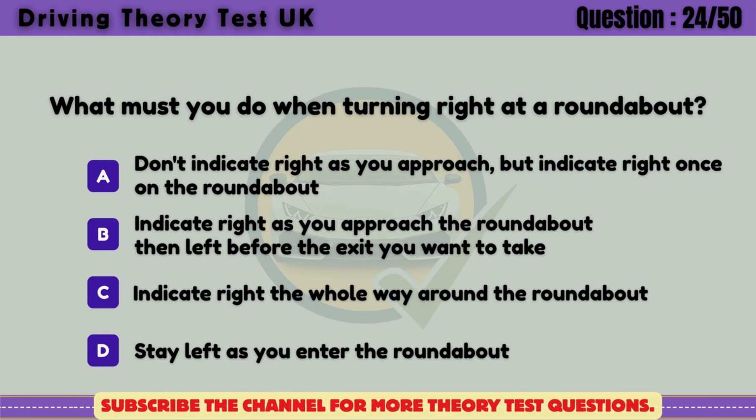Question 24. What must you do when turning right at a roundabout? Option A. Don't indicate right as you approach, but indicate right once on the roundabout. B. Indicate right as you approach the roundabout, then left before the exit you want to take. C. Indicate right the whole way around the roundabout. D. Stay left as you enter the roundabout.